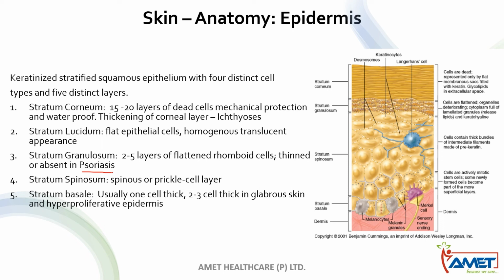Stratum spinosum is a prickle-like cell layer. Stratum basale is the lowest layer, which is here above the dermis, and usually it is 2 to 3 cells thick in glabrous skin and thicker in hyperproliferative epidermis. Now we will see what are the important cells in the epidermis.